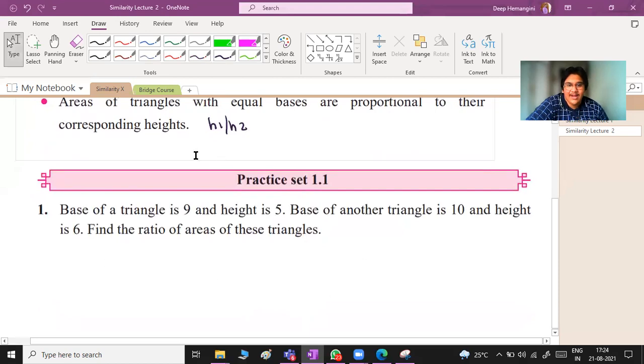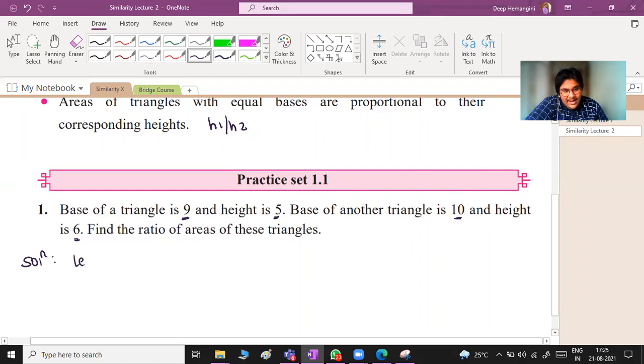On base of that, we are having practice set 1.1 का question number 1, that if base of a triangle is 9 and height is 5, base of another triangle is 10 and height is 6, then find the ratio of areas of this triangle. So the question is extremely easy. Let's proceed with the solution part.